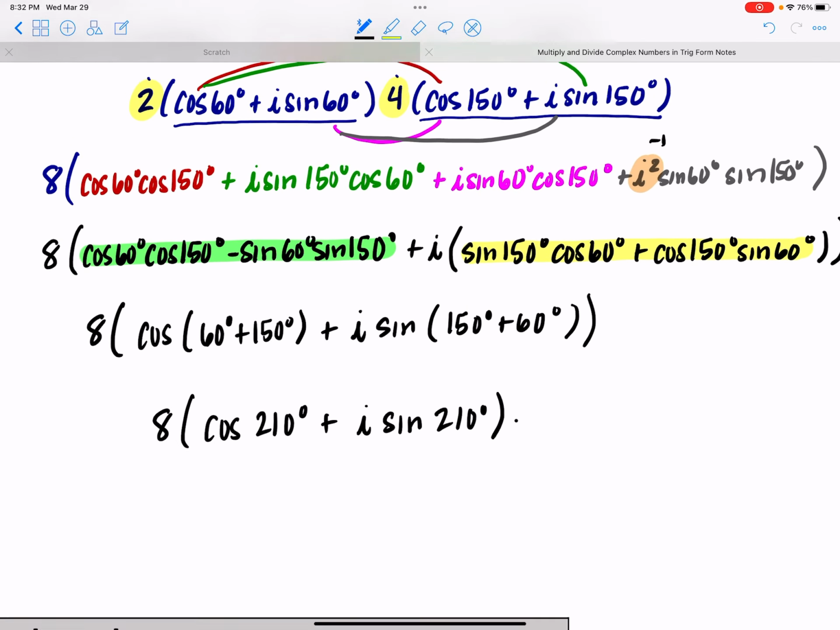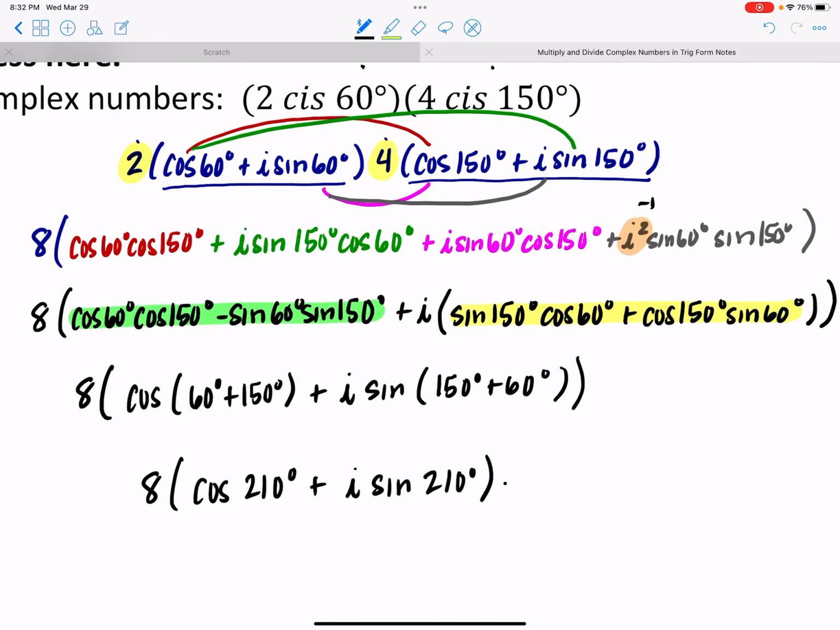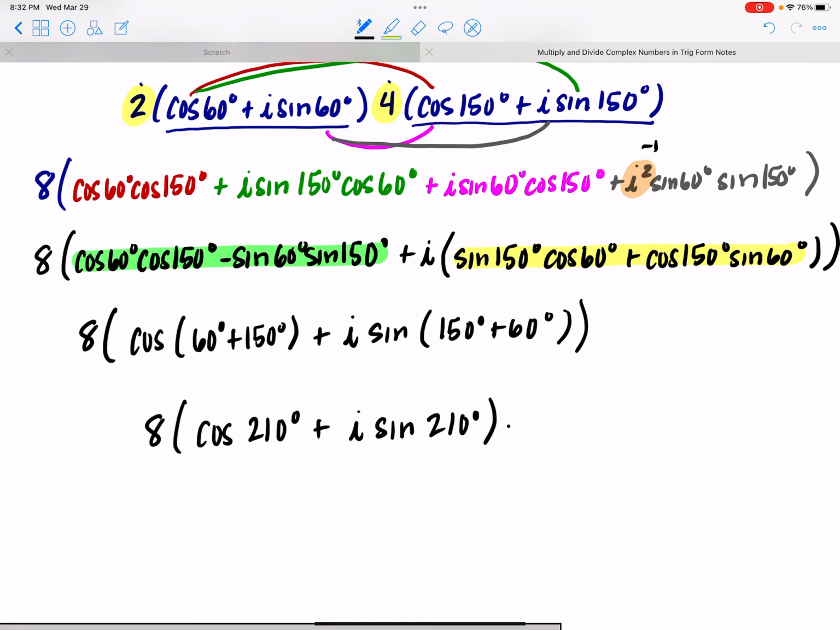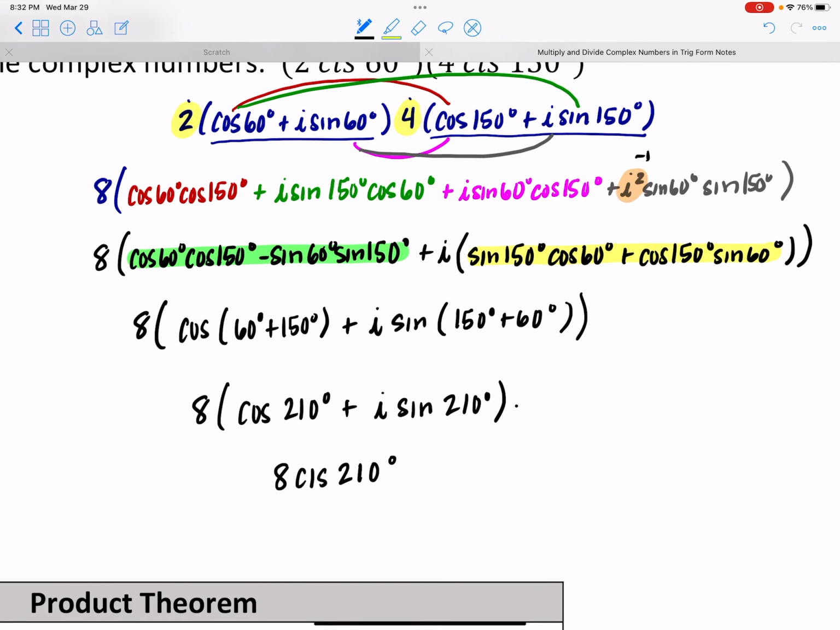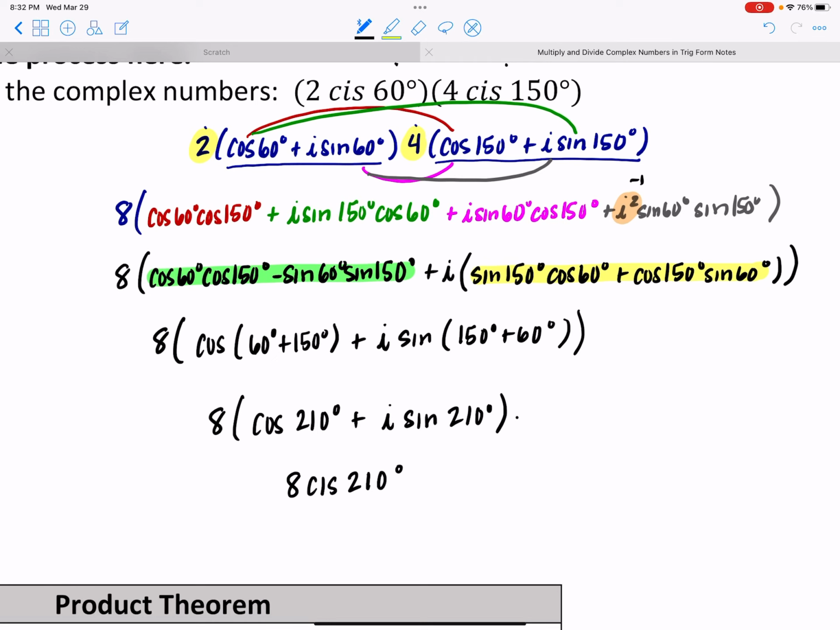Okay, now, because I started with a condensed form in my product, I'm going to condense this one as well. I'm going to call it 8 cis 210 degrees. Okay? So that is what the product of two complex numbers in that trig form or polar form looks like, that's how it unfolds. But that is a lot of work.